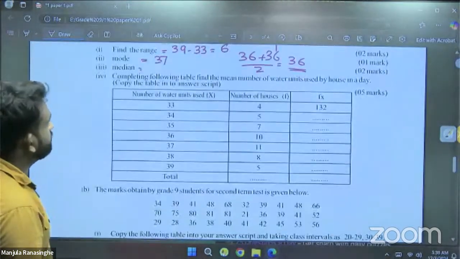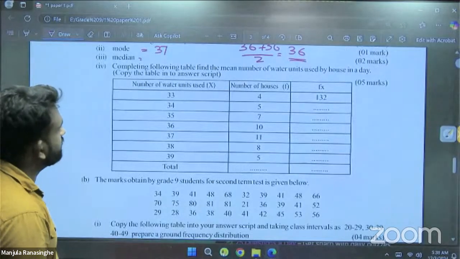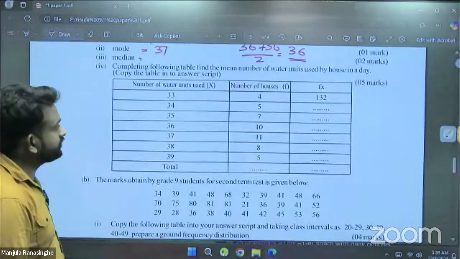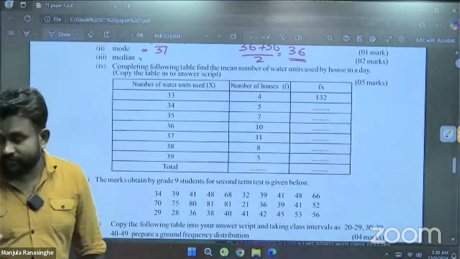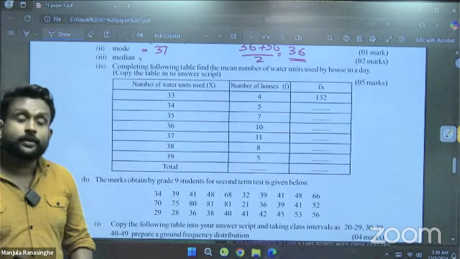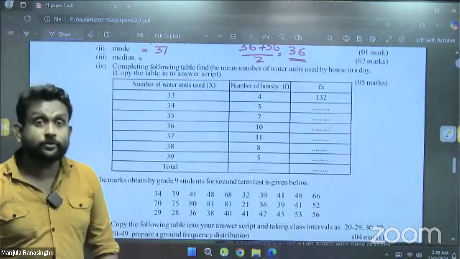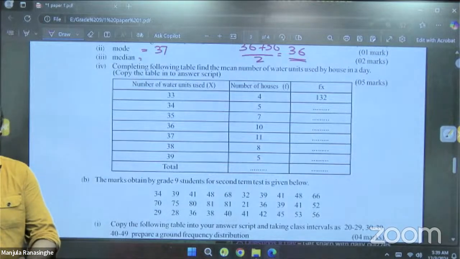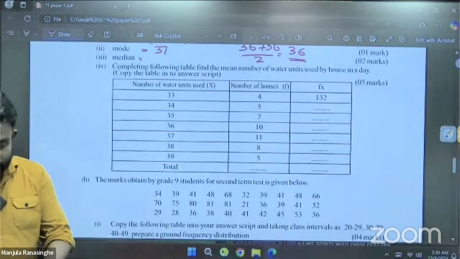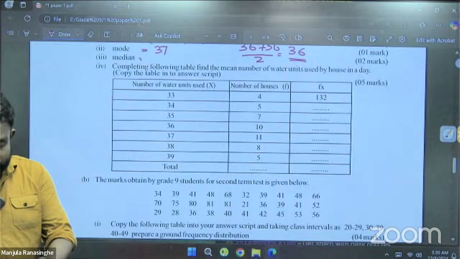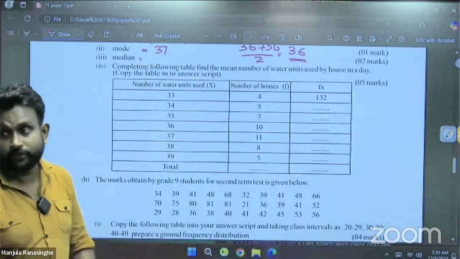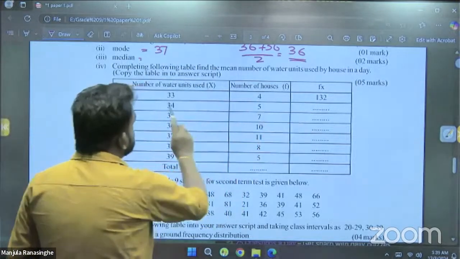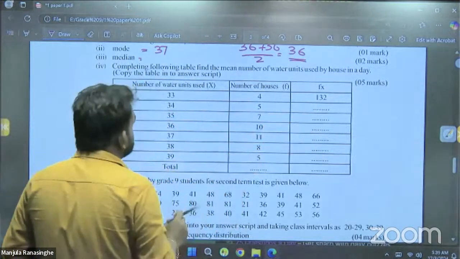Then complete the following table: mean number of watt units used by a house in a day. Copy the table into your answer script. That is 2 marks. Now you need to fill up this table. So why do you need to fill up this table? Using this table, you can find out the mean. For finding the mean, you require this table, right? So the data, frequency, fx, just multiply and take the answer.